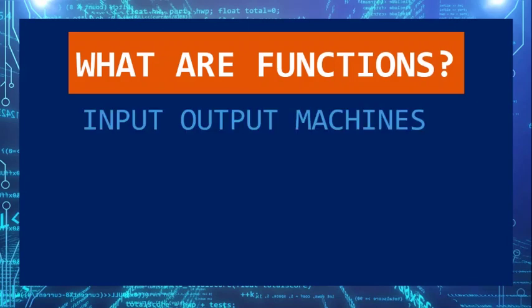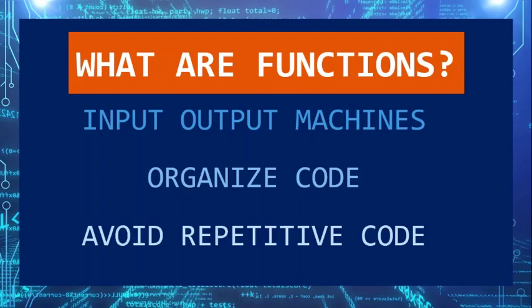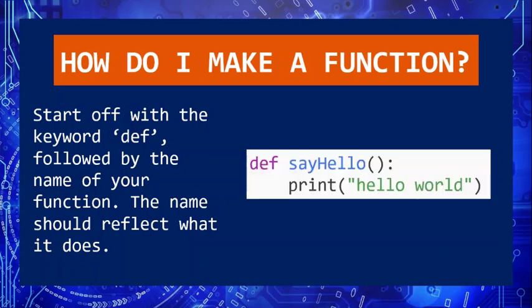A function is like an input-output machine. They help you organize your code, and more importantly, they help you avoid repetitive code. To create a function, we start off with the keyword def, followed by the name of your function. You want the name of your function to make sense and reflect what it does.